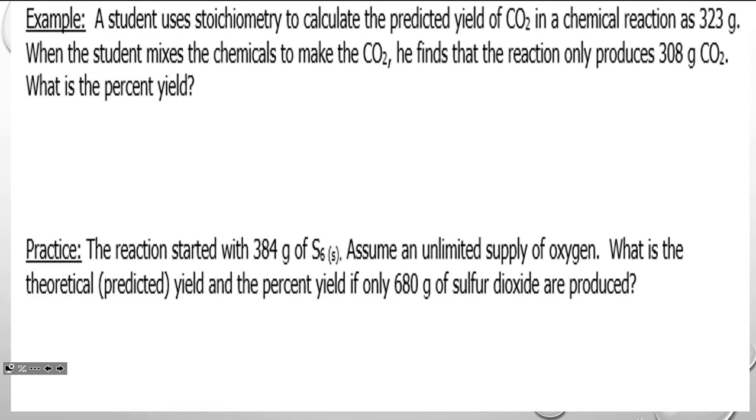A student uses stoichiometry to calculate the predicted yield of CO2 as, here's my theoretical. But I only get that much. What was the percent yield? So set it up. Remember, it's got to be under 100%. So if you did it wrong, you'll understand real quickly what you did wrong. Biggest goes on the bottom. Always. Theoretical should always be the biggest. If you end up with the biggest on top, you really screwed up. Because you can't get over 100% on a test, right? For normal tests, especially at college. There's no extra credit.